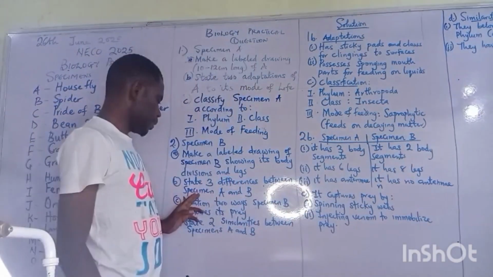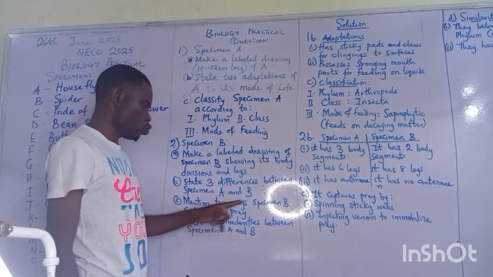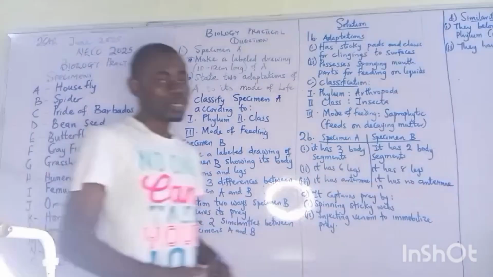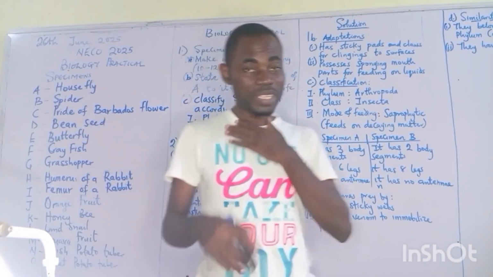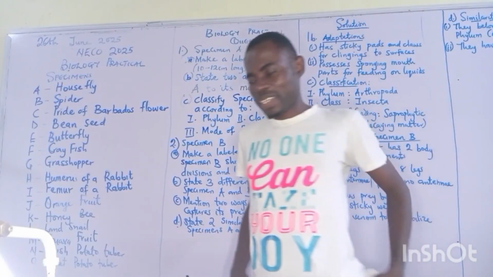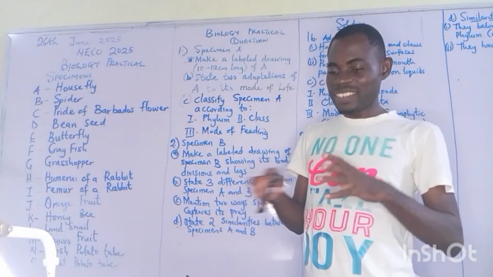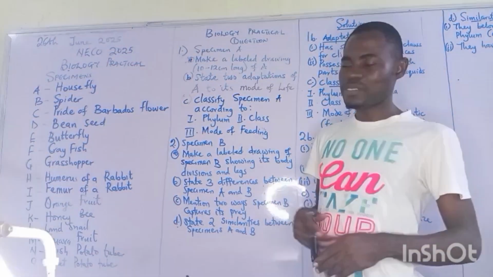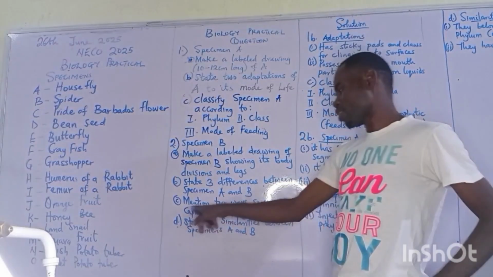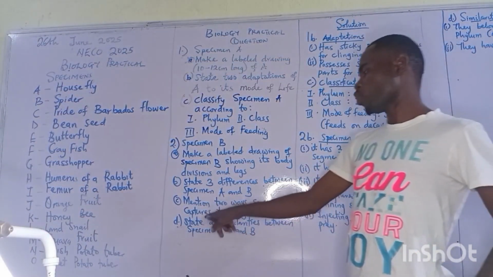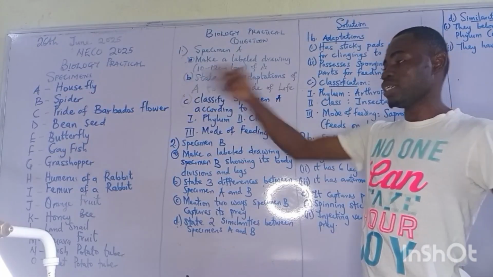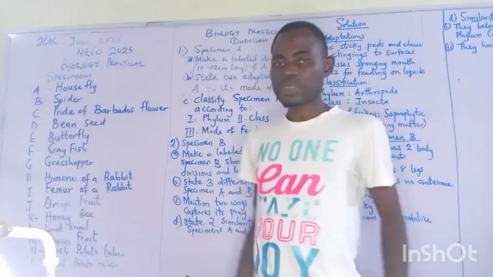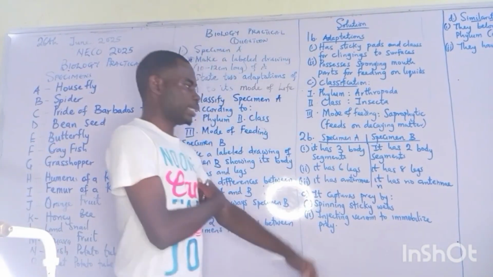And the next question says that we should mention 2 ways specimen B captures its prey. Remember, I told you that specimen A and B have a relationship. That is prey and predator. So the spider feeds on the housefly. So, mention 2 ways specimen B captures its prey, and luckily its prey is the housefly. What are the ways that it captures specimen A or captures prey generally?